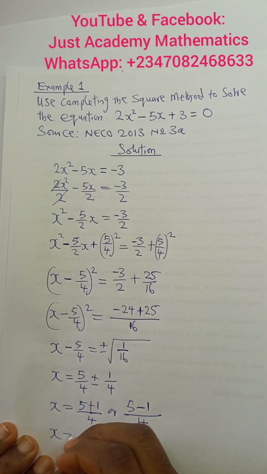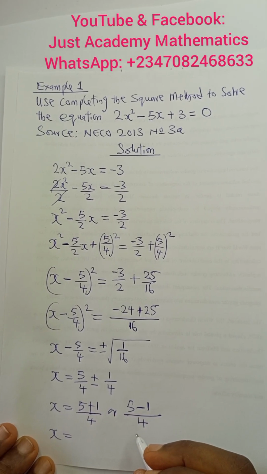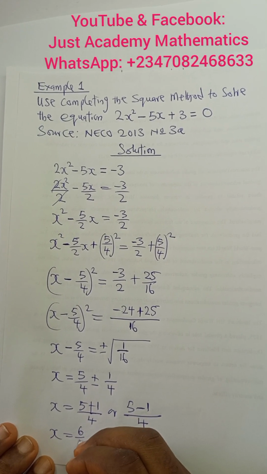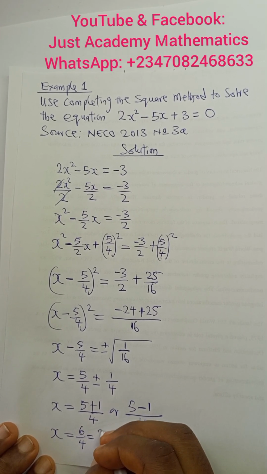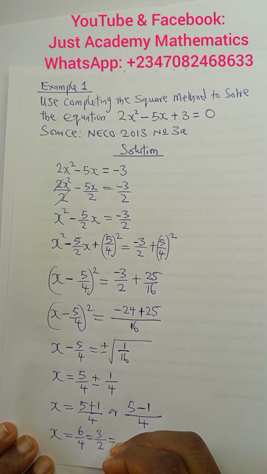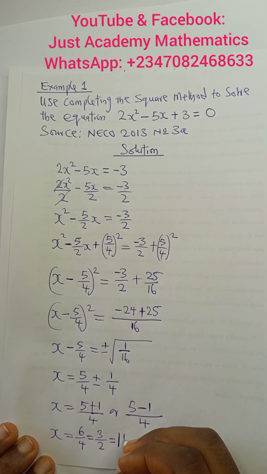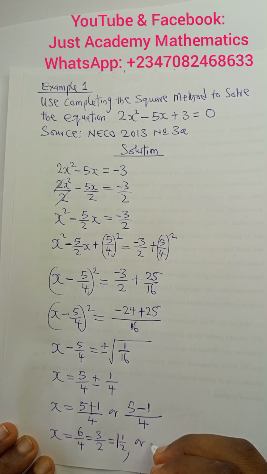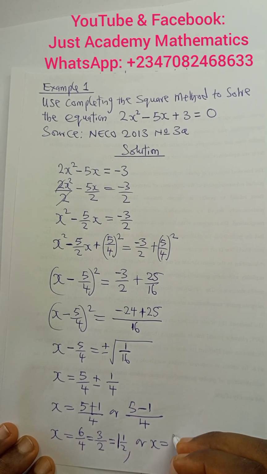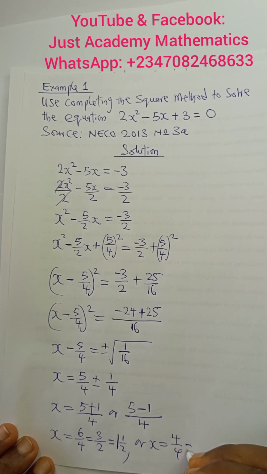So we now conclude that 5 plus 1 is what? Is 6. That is 6 over 4, which equals, if you cancel with 2, 3 over 2, which equals 1 whole number, 1 over 2. Or we conclude that s is also what? S is also equal to 4 over 4, which equals 1.